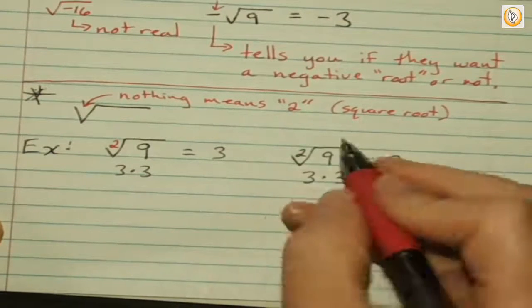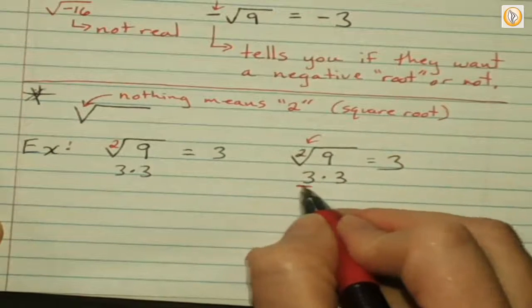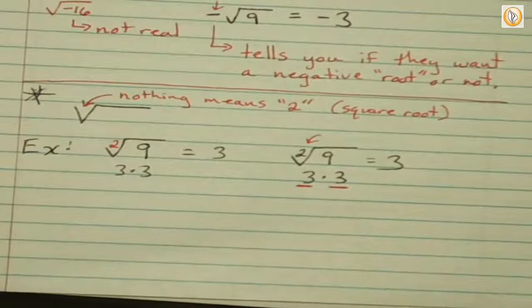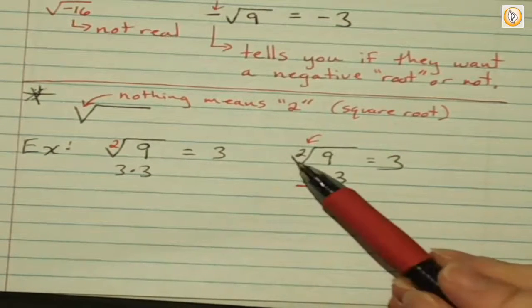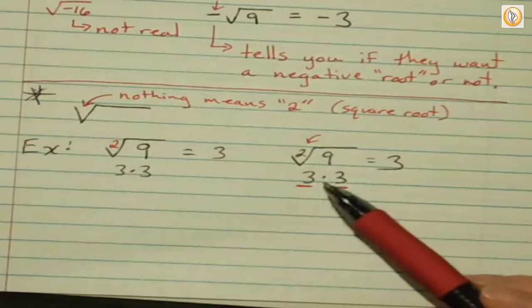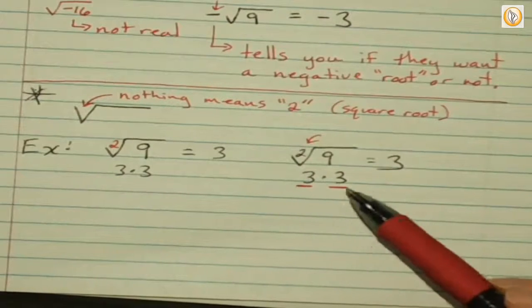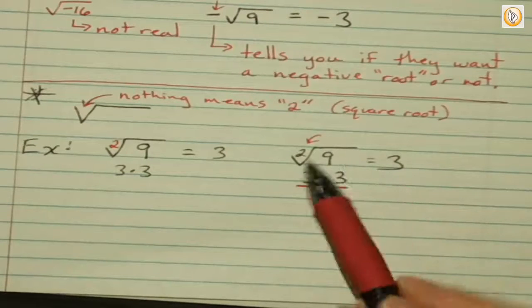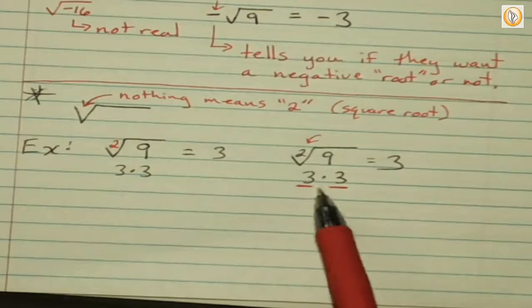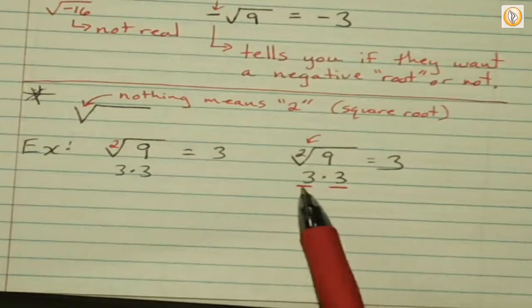Because look, if there's a 2, there's 2 numbers which, when multiplied, give you the radicand. So the root tells you how many numbers, when multiplied, are going to give you the radicand. If there's a 2 here, then we have to find 2 numbers.